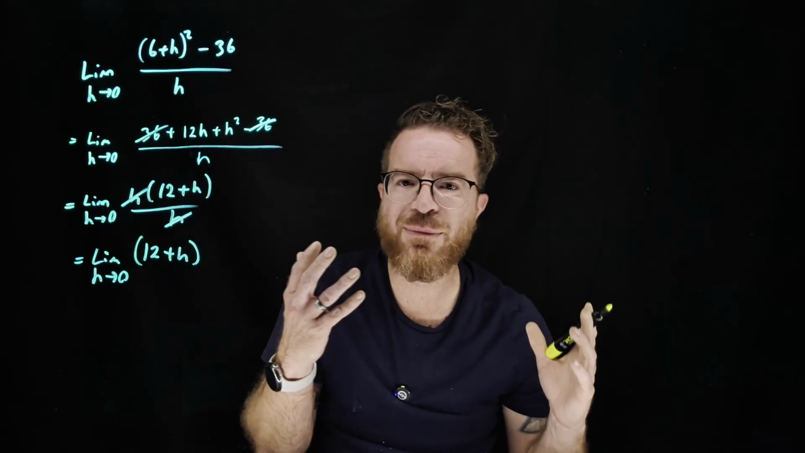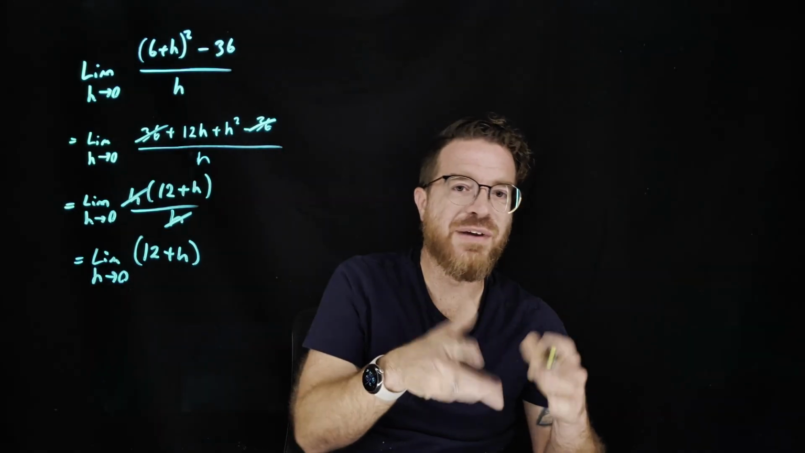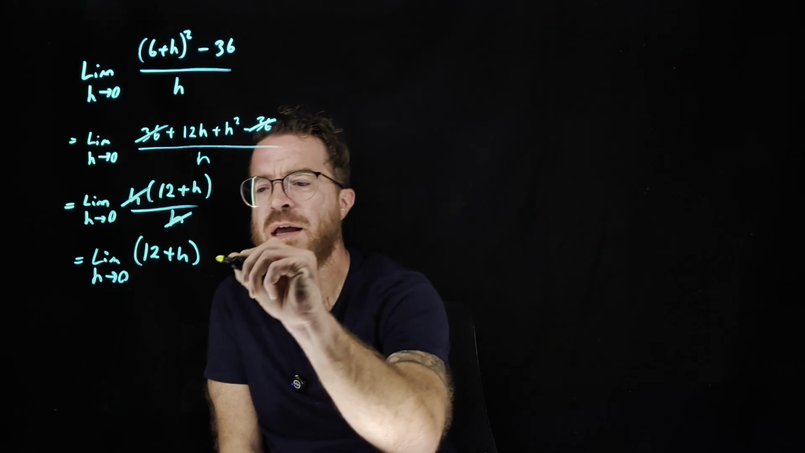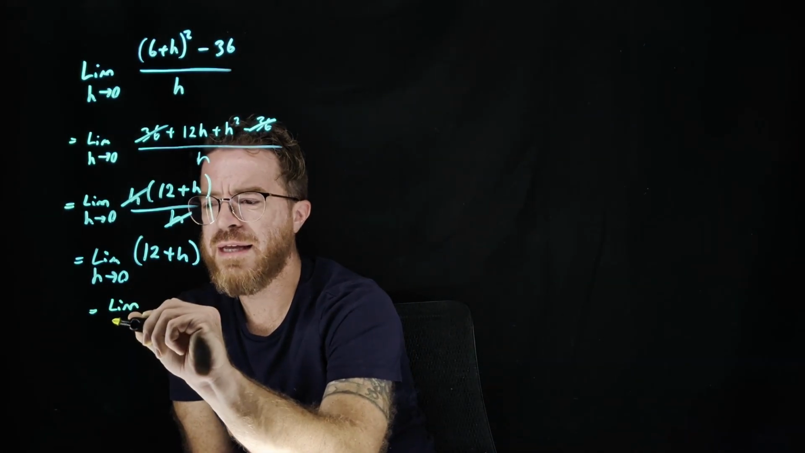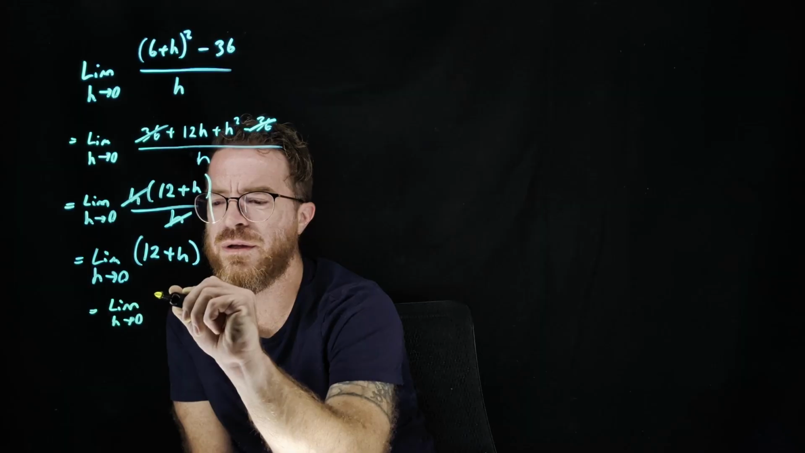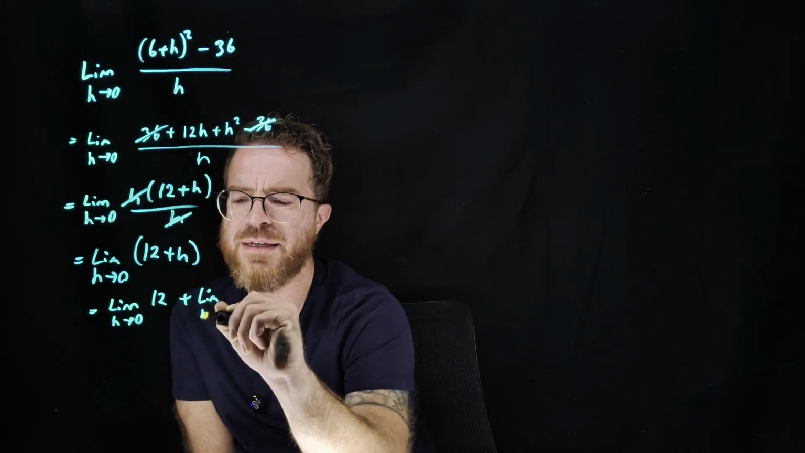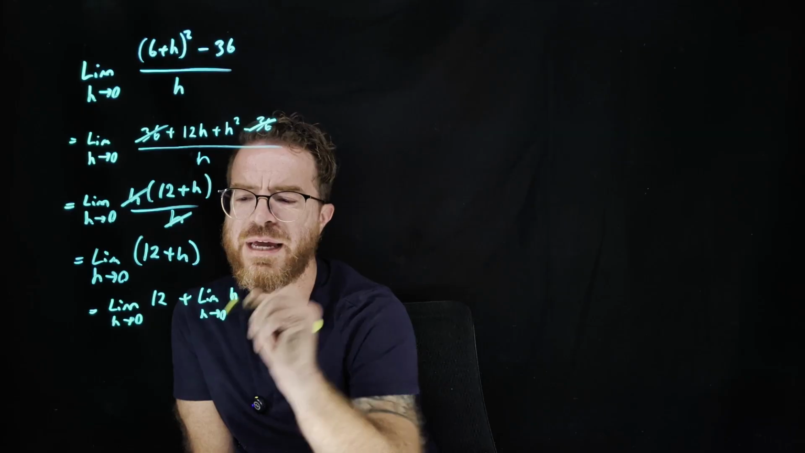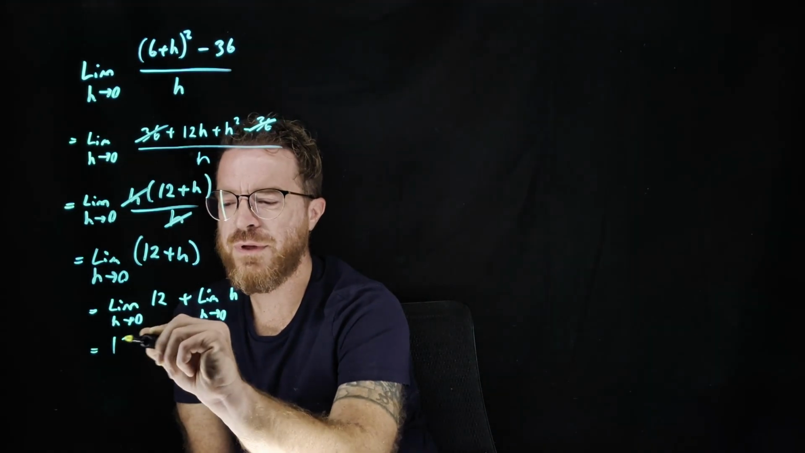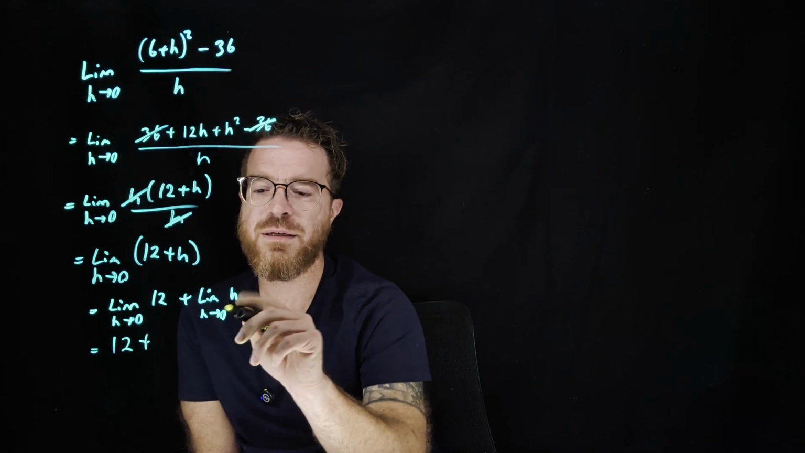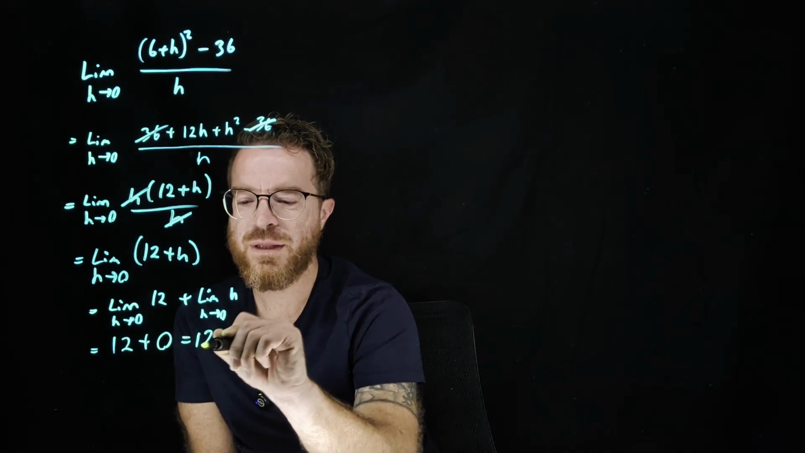Now, of course, the only limit law I have to use is that the limit of f of x plus or minus g of x is the limit of f of x plus or minus the limit of g of x. So this is just going to be the limit as h goes to 0 of 12, plus the limit as h goes to 0 of h. The limit of a constant is that constant. So this is going to be equal to 12, plus the limit as h goes to 0 of h, which is 0. So I'm going to be left with 12.